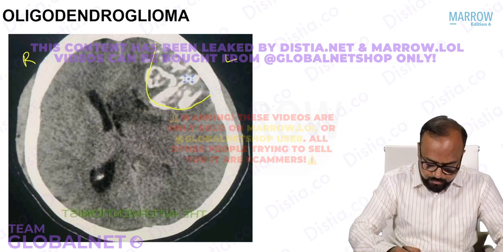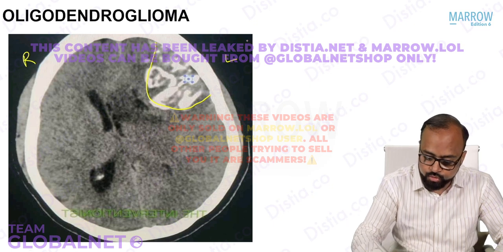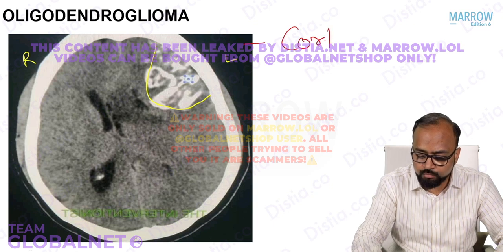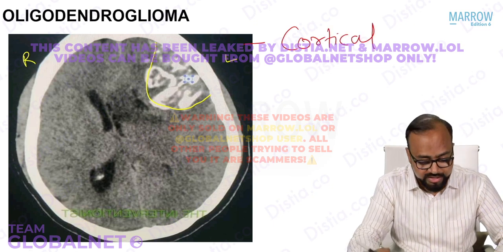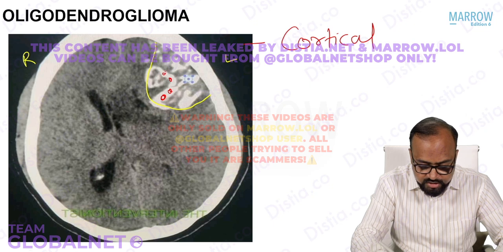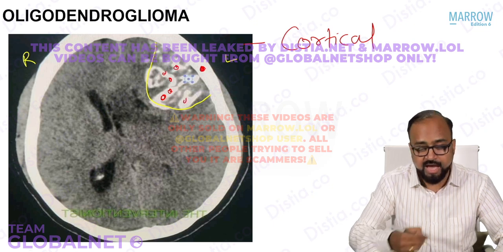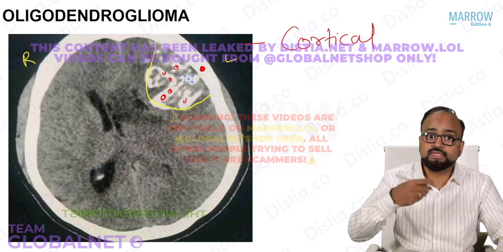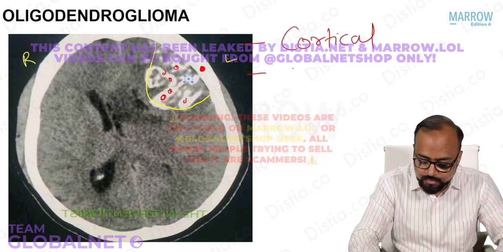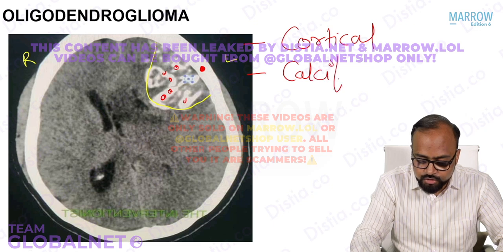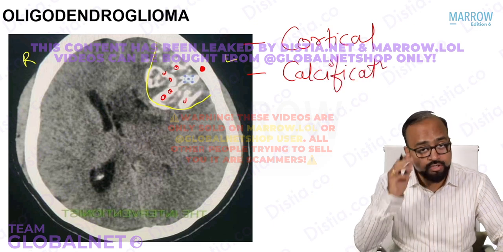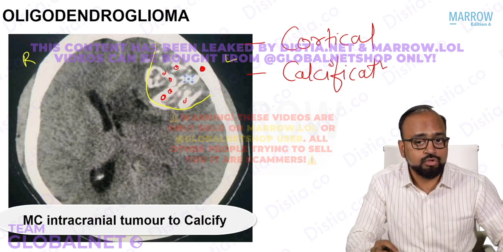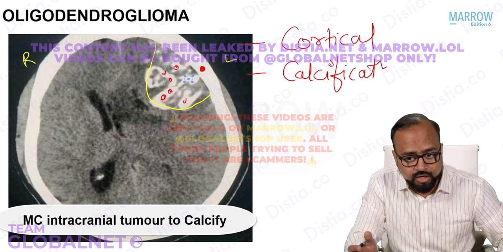First most important thing about this tumor. These are all clues about oligodendroglioma. What are these? It is more or less cortical or subcortical in location. Next, what do you see inside the tumor? What are these dense white areas? Do you realize it is appearing as bright or as dense as bone? Why? Because inside the tumor there is calcification, and therefore remember, this calcification of this tumor is a very peculiar feature. In fact, this is the most common intracranial tumor to calcify, that is oligodendroglioma.